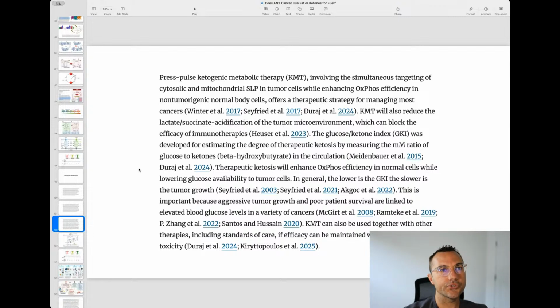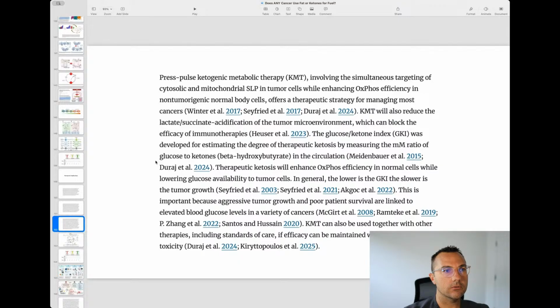Ketogenic metabolic therapy will also reduce the lactate-succinate acidification of the tumor microenvironment, which can block the efficiency of immunotherapies or even just your immune system. And that tumor microenvironment leads to metastatic spread as well. The glucose ketone index was developed for estimating the degree of therapeutic ketosis by measuring the millimolar ratio of glucose to ketones, beta-hydroxybutyrate, in circulation. Therapeutic ketosis will enhance OXPHOS efficiency in normal cells while lowering glucose availability to tumor cells. In general, the lower the GKI, the slower the tumor growth.